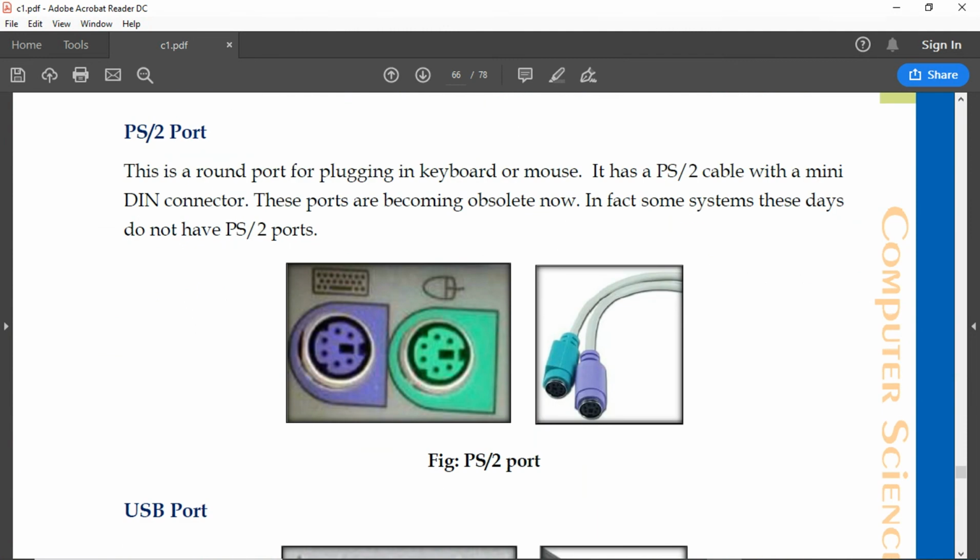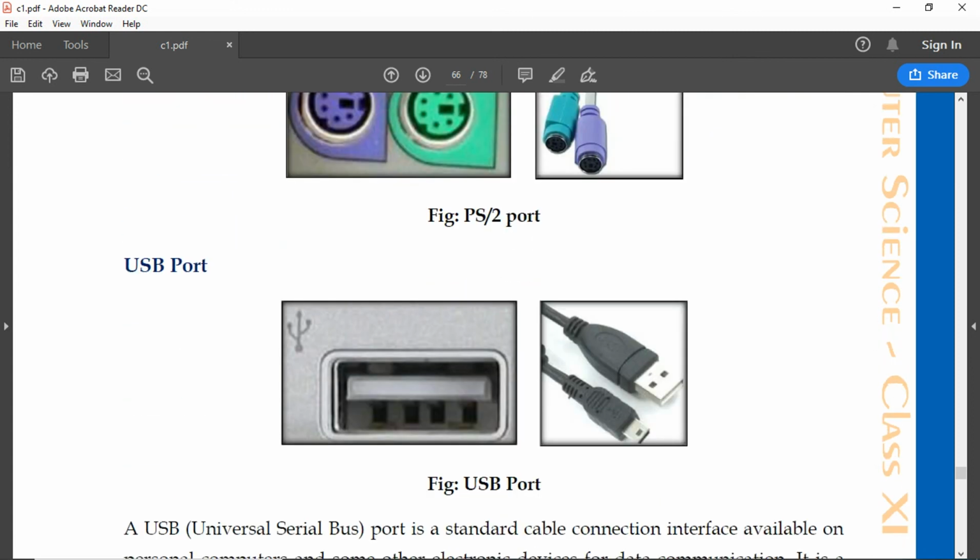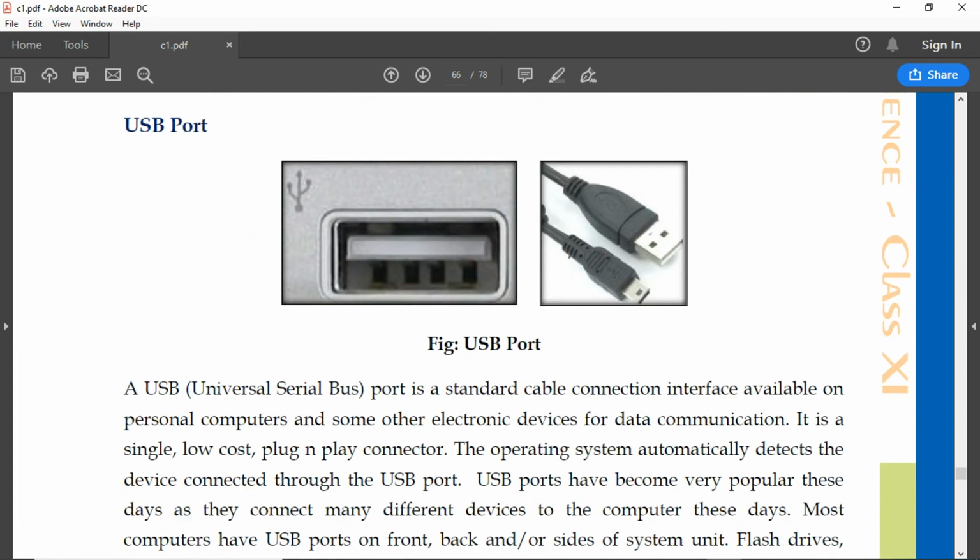PS/2 port. This is a round port for plugging in a keyboard or mouse. It has a PS/2 cable with a mini DIN connector. These ports are becoming obsolete now. In fact, some systems these days do not have PS/2 ports. Fig. PS/2 port.